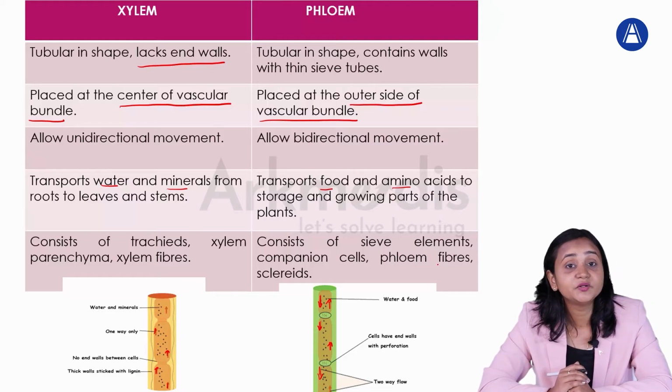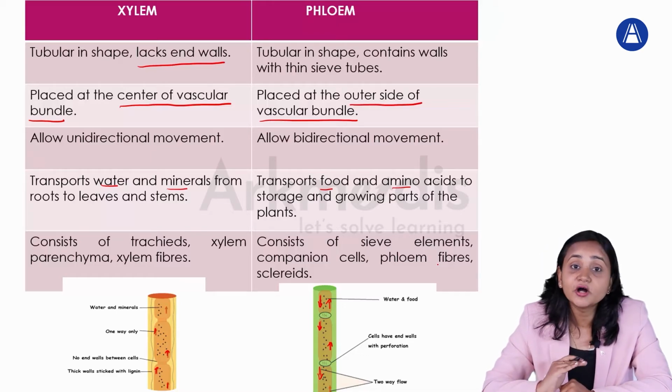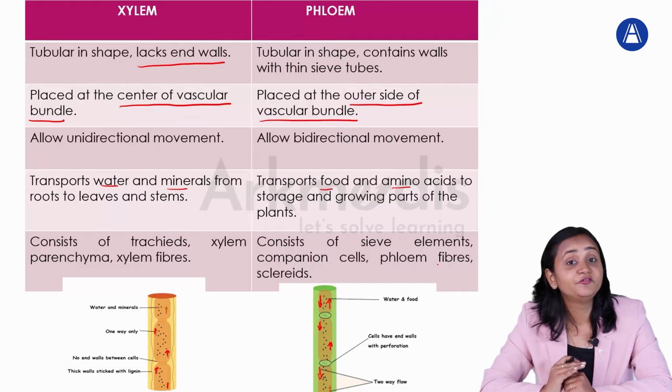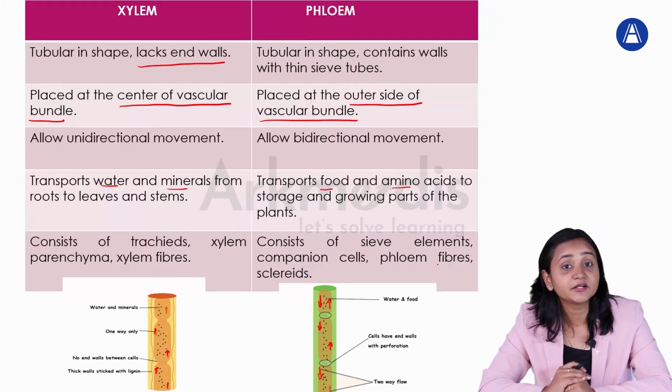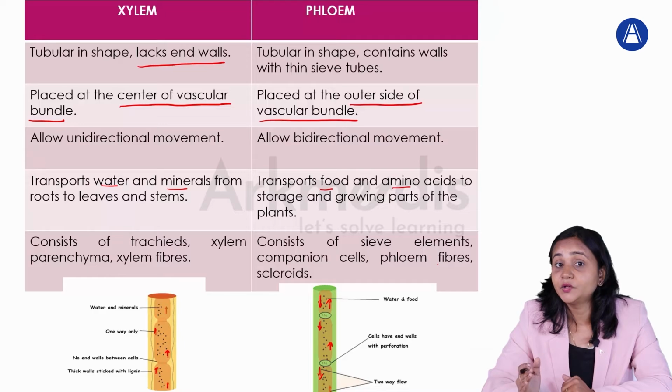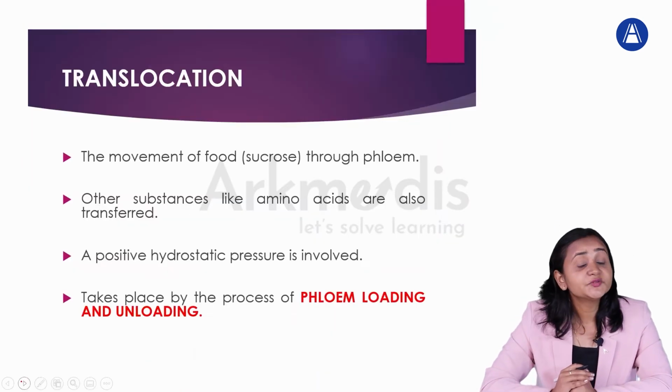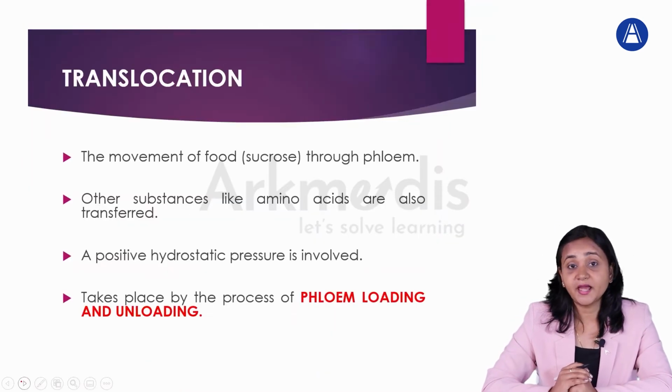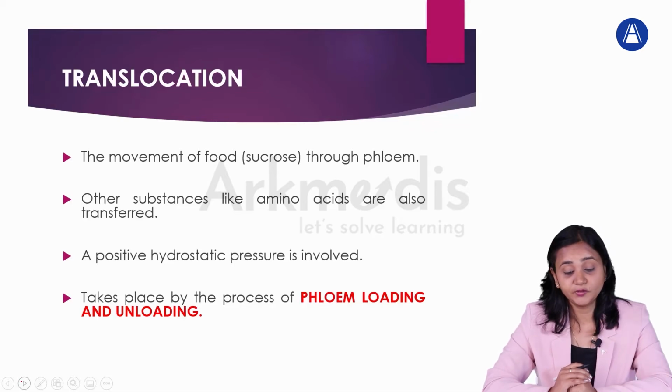These were the differences between the xylem and phloem. The xylem is mainly involved in the conduction of water and minerals, while the phloem is involved in the conduction of food and amino acids. Now, the transport of food within the plant is called translocation.